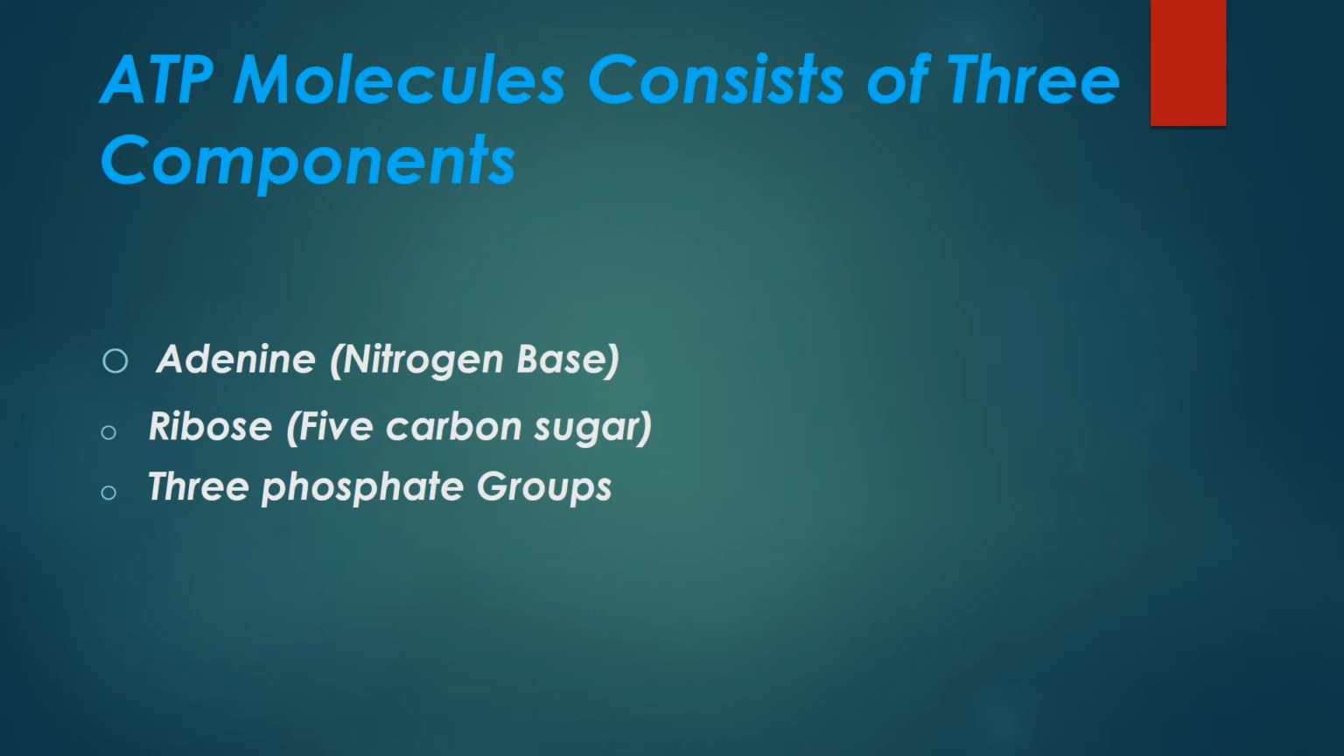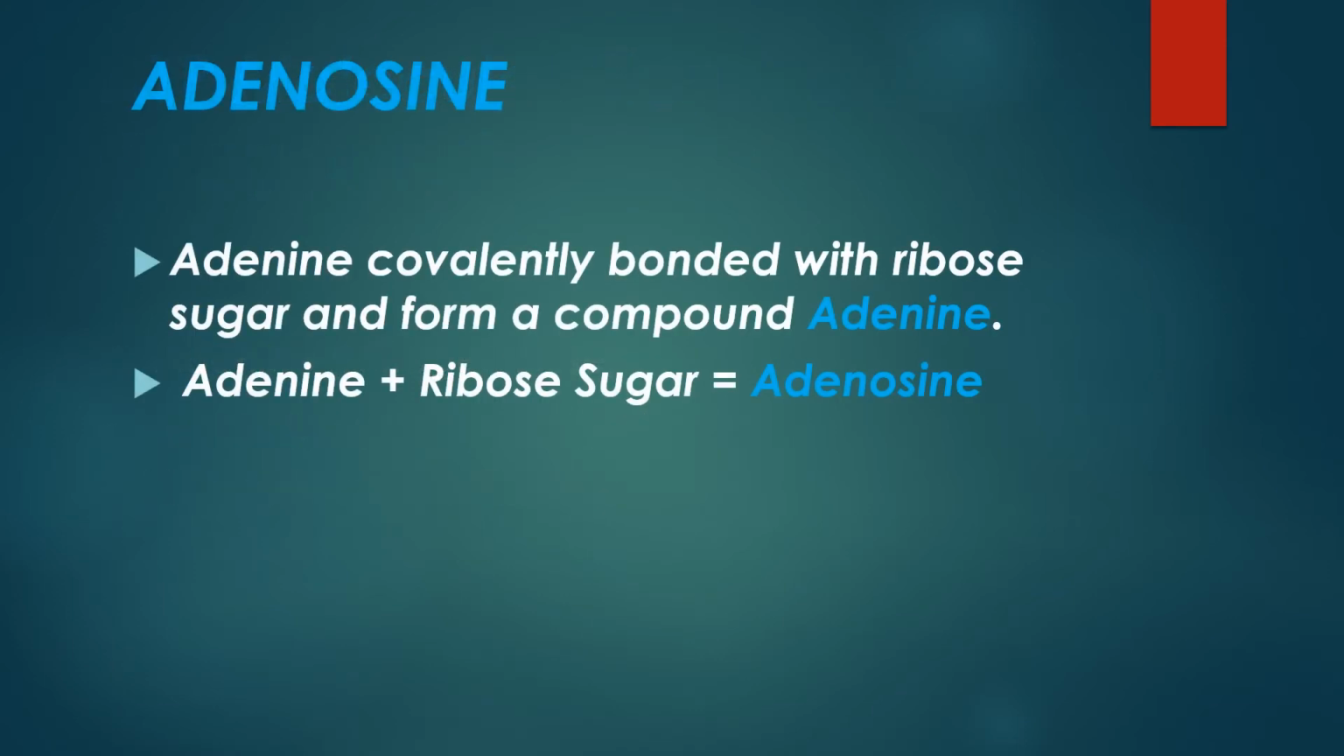The ATP molecule consists of three compounds. Actually there are 3 compounds if we see the molecules in the structure of ATP. There is adenine, a nitrogen base, ribose, a 5 carbon sugar, and 3 phosphate groups in this ATP.